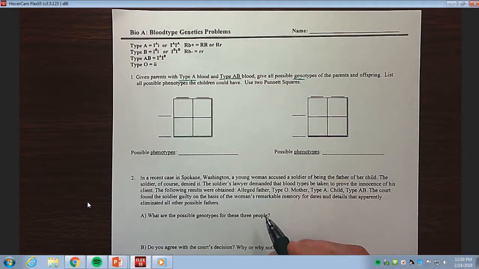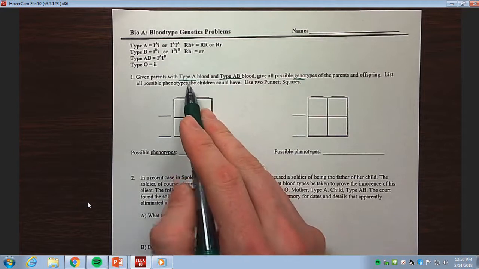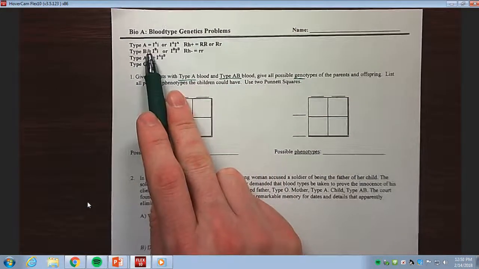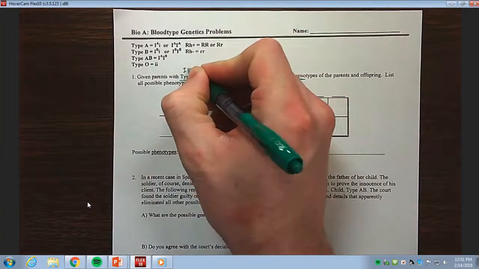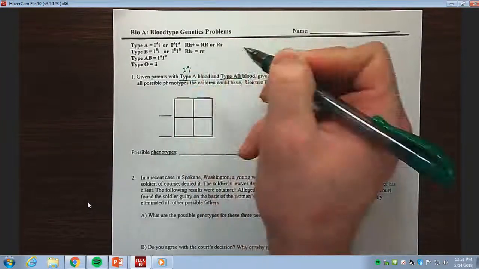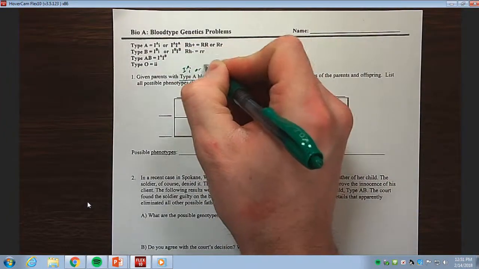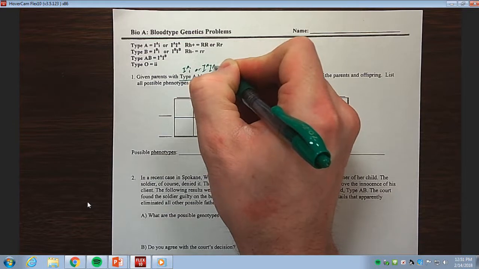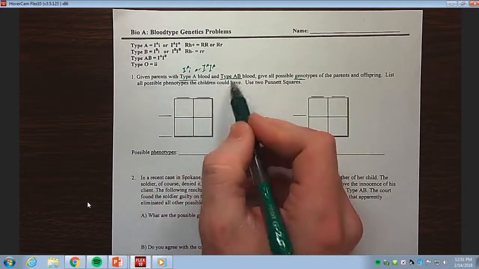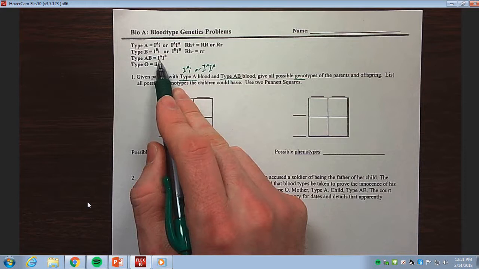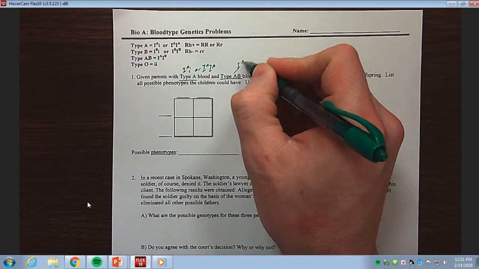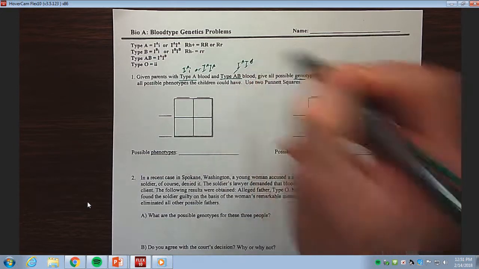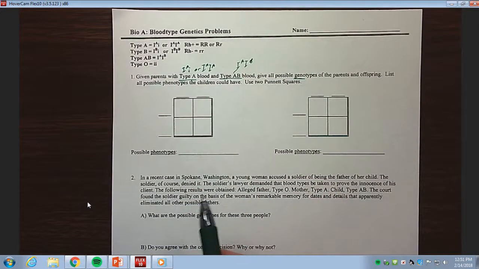Okay, so type A blood, let's take a look at the possibilities up here. We have two options, either capital IA, lowercase i, or capital IA, capital IA. Okay, so two options there. Type AB, only one possibility right here. So capital IA, capital IB. Alright, so this makes sense because we only have two Punnett squares to work with.